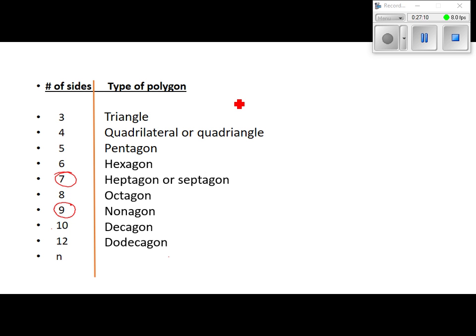Those are the only ones that we actually give proper names to. What if we wanted to do an 11-sided figure? Make up a name for me. Use your brain a little bit.